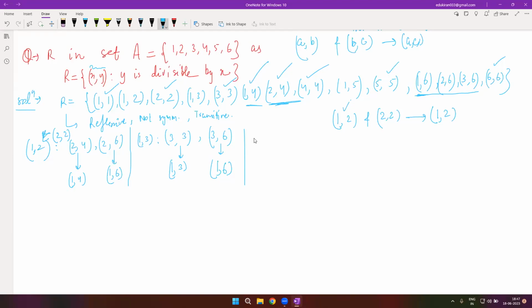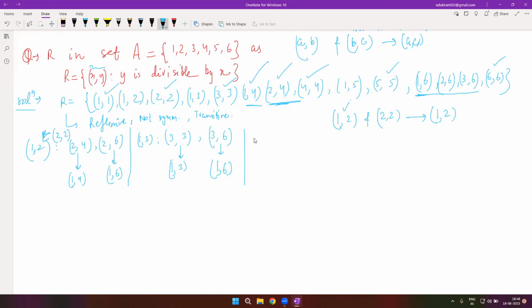In this relation, we had the rule that we form the relation with the rule y is divisible by x. Only x,y will be there in which y is divisible by x. So you replace y with x, then you get the rule x is divisible by x. Is it true? Yes, x is divisible by x. Every number is divisible by itself. Hence the rule is true. That is why the relation is reflexive. That is why you got all the pairs 1,1, 2,2, 3,3, 4,4, 5,5, 6,6.